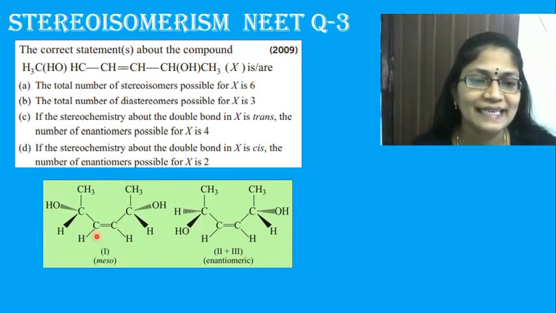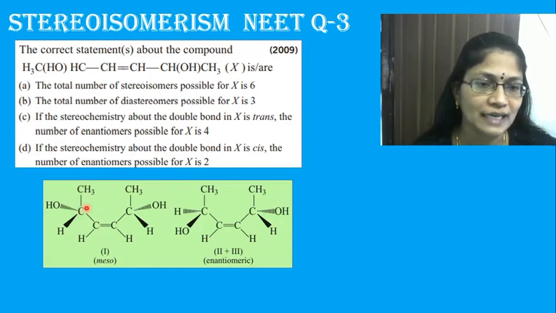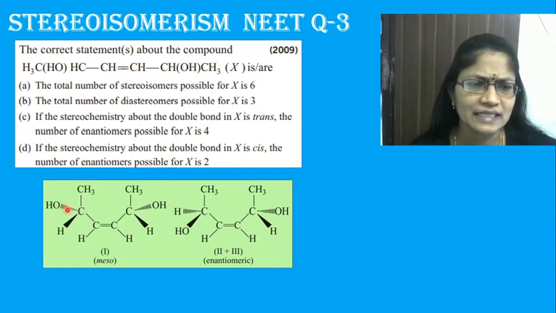See here, this is the compound, and this has OH, H and CH3. So four different groups are attached to this carbon. This is the chiral carbon. Here see the spatial arrangement: this hydrogen is towards you and this OH is away from the view, and this is also the same way. These two are the same.